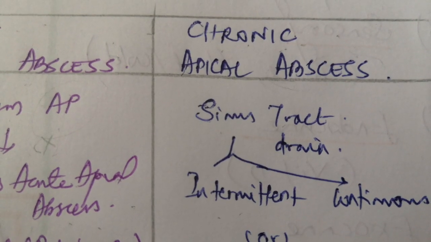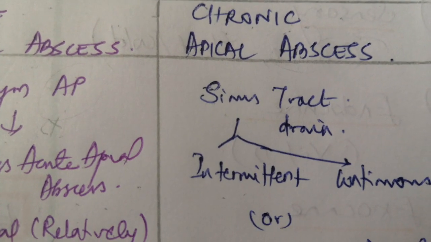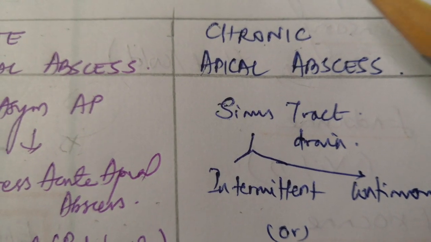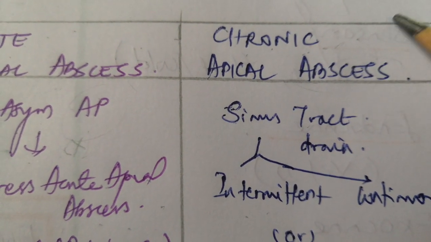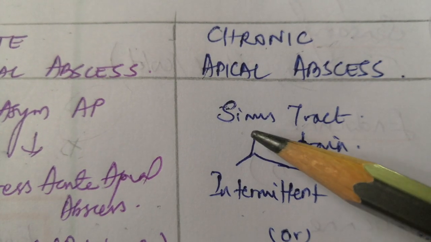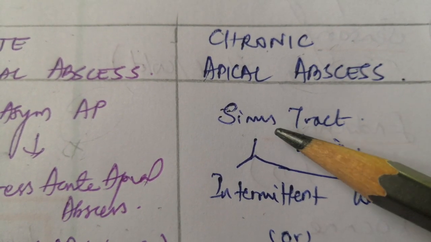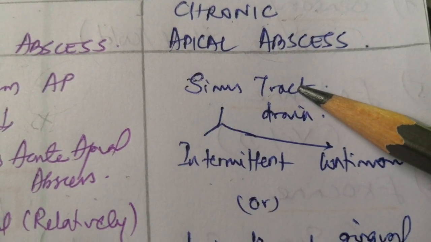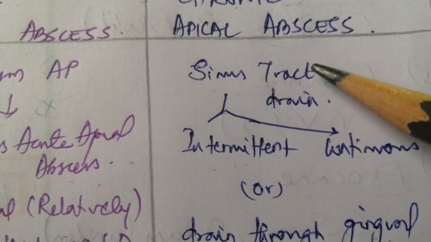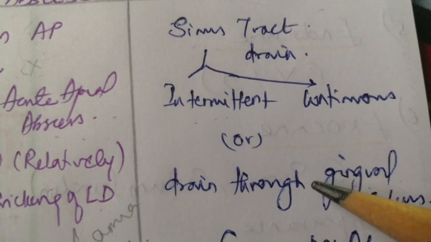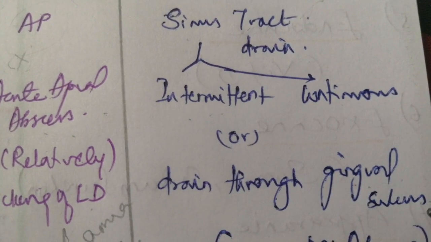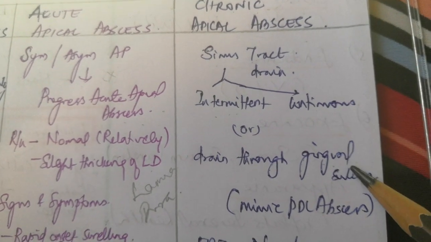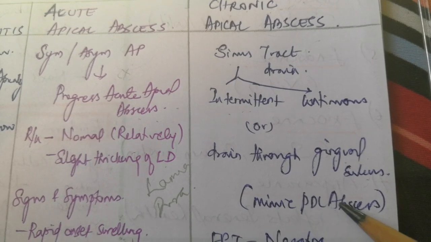This is the fourth type of apical disease, chronic apical abscess. This is also a purulent exudate collection in the apical region, but chronic. Since it is long term, this abscess will find a way to drain. That way is called a sinus tract. The abscess will drain either intermittently or continuously via the sinus tract. Sometimes it will not have a sinus tract, rather it will drain through the gingival crevice or gingival sulcus. So, when the chronic apical abscess is draining via the gingival sulcus, it may mimic a periodontal abscess.